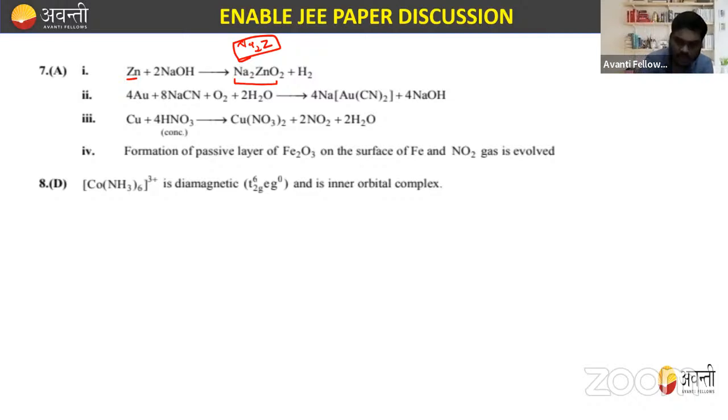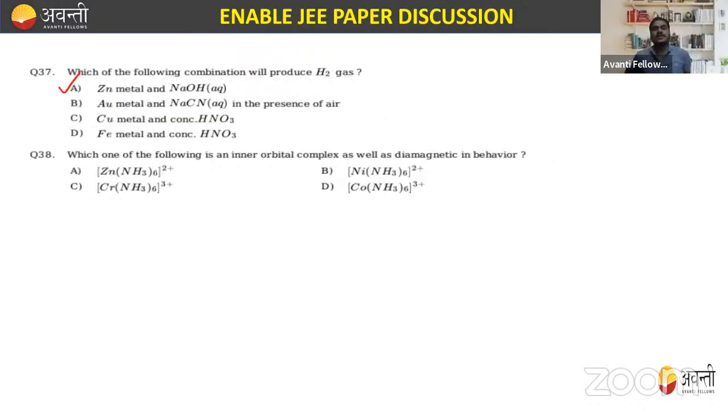Okay. Now, next move to the next question, and this question we were discussing in the last class, that is, yesterday's class. We were discussing how to identify whether it is an inner orbital or outer orbital, diamagnetic or paramagnetic, low spin or high spin. So this kind of question we already covered yesterday. Even so, I'm going to explain it to you.